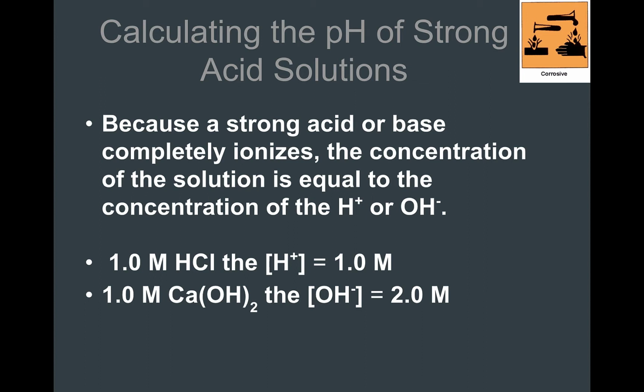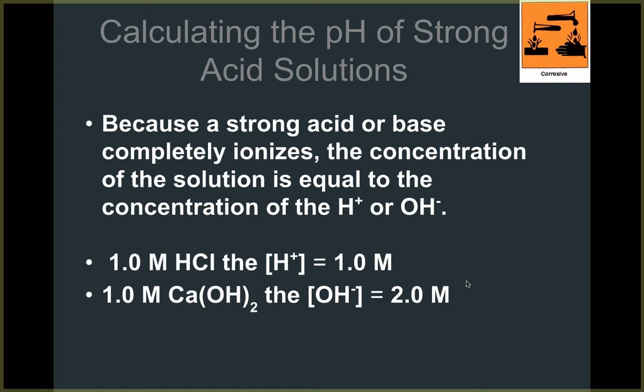If you have a base solution, the same thing happens. It completely breaks apart. Now, what you have to be careful of is that sometimes it dissociates or ionizes into more than one of those ions. In the HCl that we just saw, you only have one H+. When HCl dissociates, you get H+ and Cl-. That's why this 1 molar HCl gave 1 molar H+, because there's only one H+ per HCl.